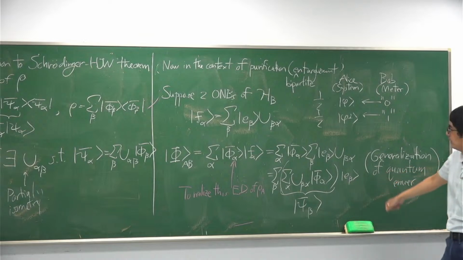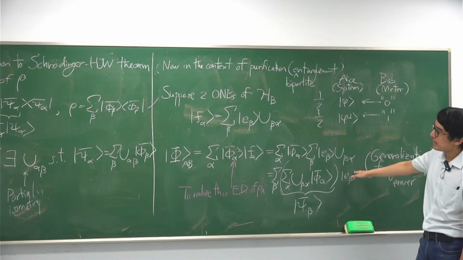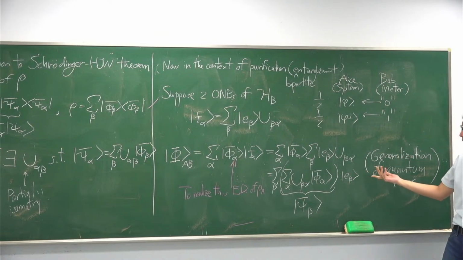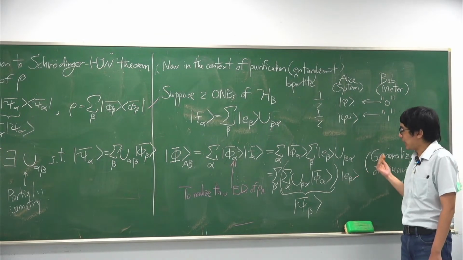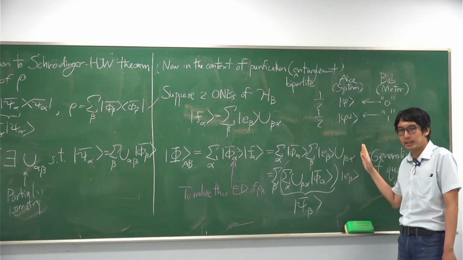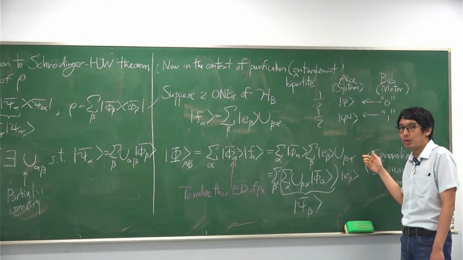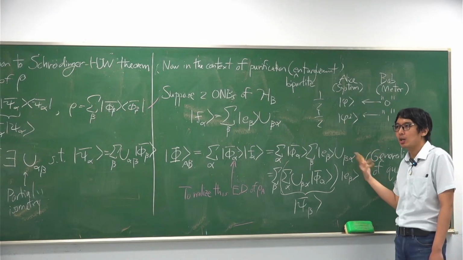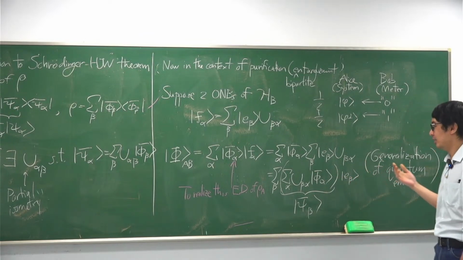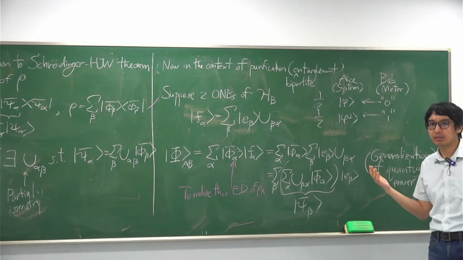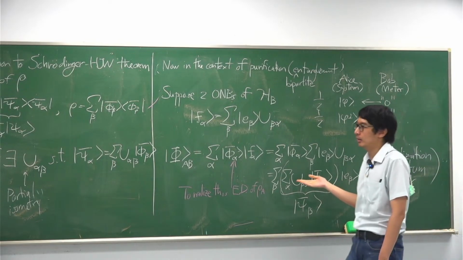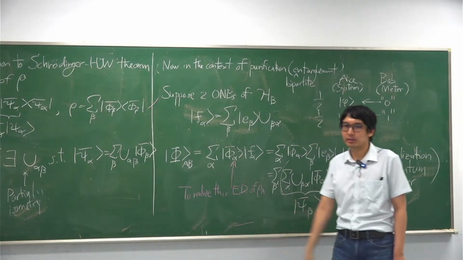But this perspective of the Schrodinger-HJW theorem says that by performing a unitary operation that changes the basis only on Bob's side, Bob can call Alice and manipulate her into thinking that she has whatever classical ensemble is consistent with the density matrix rho.